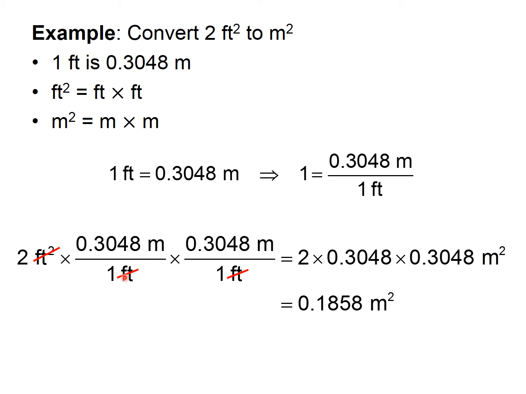So then the arithmetic I need to do is 2 times 0.3 times 0.3. And if I do that arithmetic, I get 0.1858 square meters. So there's an example of using dimensional analysis. Now here we had to multiply by the fraction twice, but that's okay.